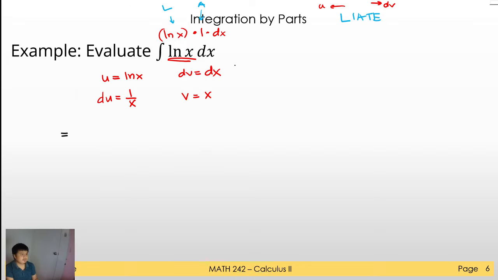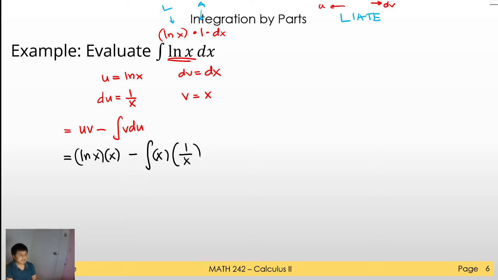So utilizing the formula, we have the formula now, so this is equal to uv minus the integral of v du. So this is equal to u, we have ln x multiplied by v, which is x, and then minus the integral of x, and then du is 1 over x. Actually, there should be a dx here. So this should be 1 over x dx. Yeah, so we can see that we can cancel this out, and then we can simplify this.